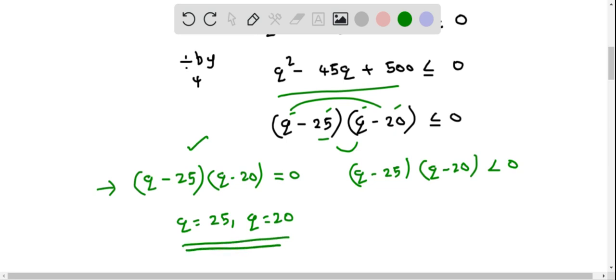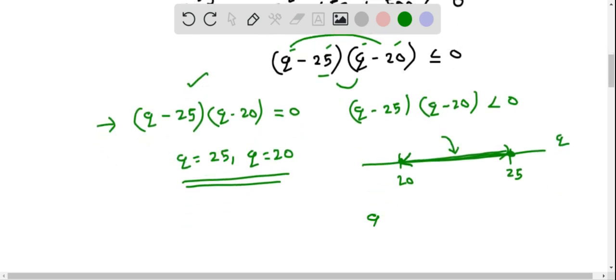Since we already figured out that this expression is 0 when Q is 20 or Q is 25, we can represent this on the number line, that is, this is 20 and this is 25, and this is Q. So whenever it is less than 0, usually the solution will lie in this interval. So we say that this is the solution set. We can represent that Q is greater than or equal to 20 and less than or equal to 25.